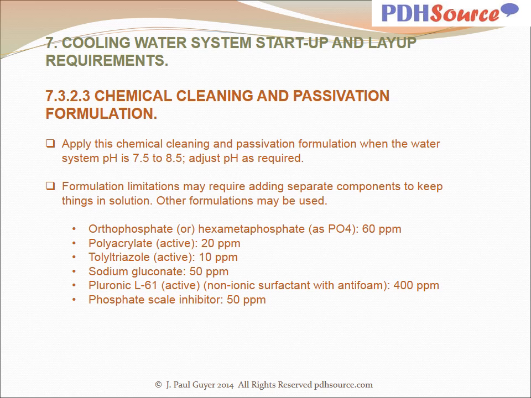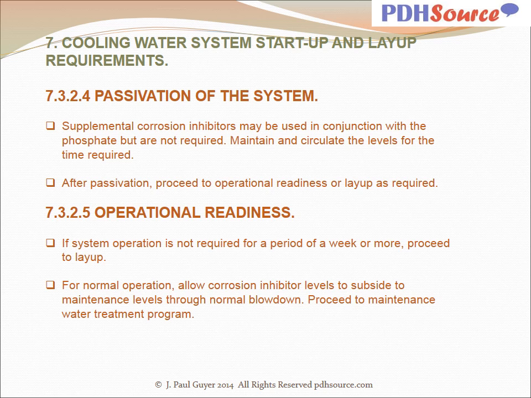Chemical cleaning and passivation formulation. Apply this chemical cleaning and passivation formulation when the water system pH is 7.5 to 8.5. Formulation limitations may require separate components to keep things in solution. Other formulations may be used, and the chemicals to be employed are further indicated on this slide. Supplemental corrosion inhibitors may be used in conjunction with the phosphate but are not required.